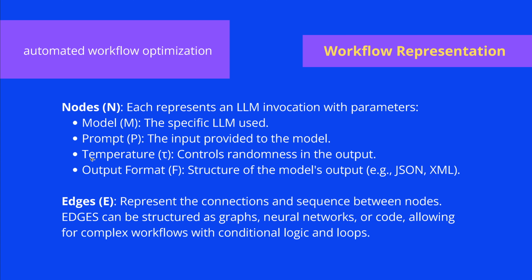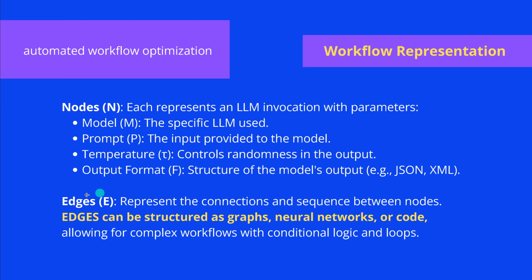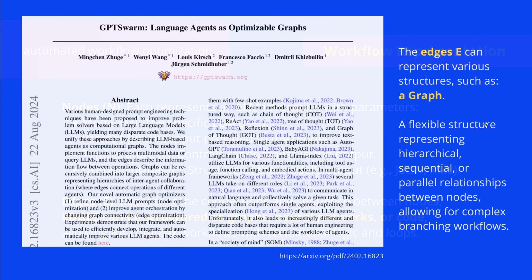Now, edges, those are a little bit more interesting topics here. They represent the connection and the sequence between our nodes. But our nodes are a little bit different now to what you know from graph theory. And the idea is now edges can be constructed either as graphs or as neural networks, or, as I just showed you here in the publication, as code structures. And this allows for complex workflows with conditional logic and loop structures, which we need for causal reasoning if we want to improve our logic here.